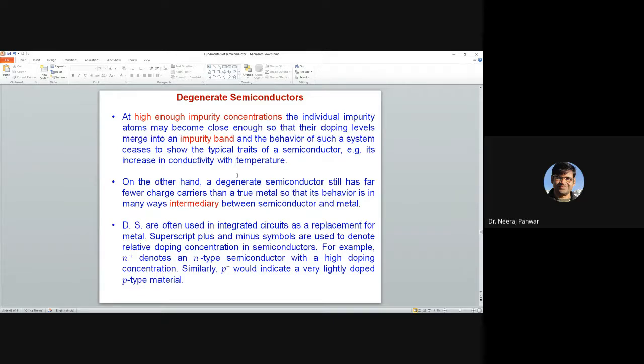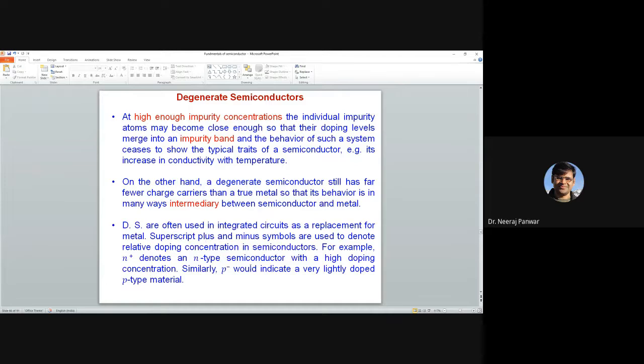Because its resistivity becomes proportional to temperature, that's why we say it behaves like a metal. But the carrier concentration in a degenerate semiconductor is far smaller than that in metals. These degenerate semiconductors are used in integrated circuits to make contact between different components.